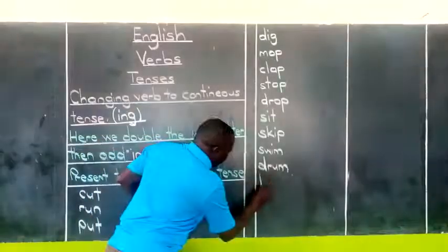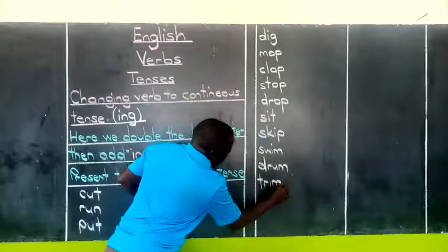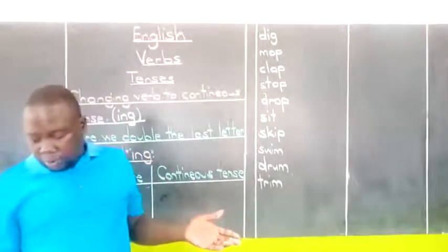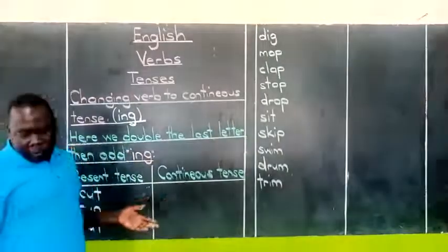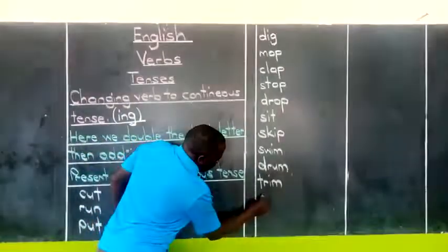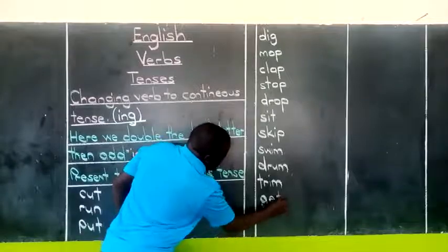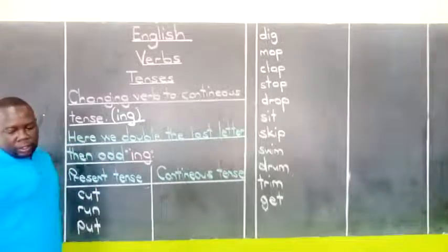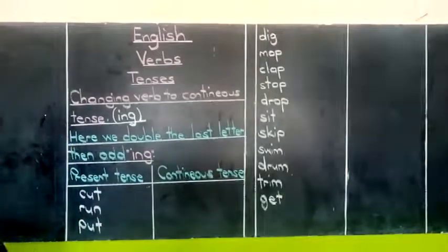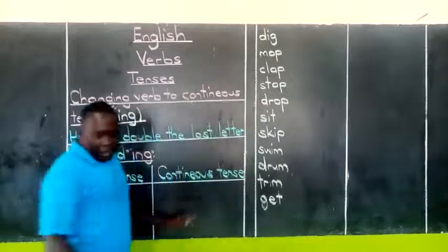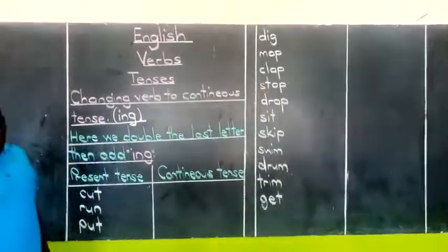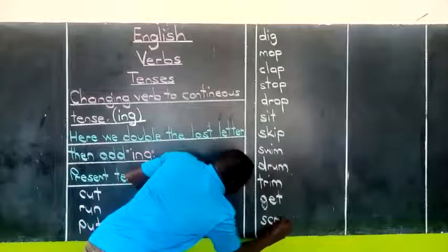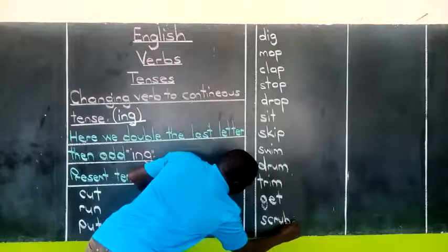Trim. Trim is also a verb. It is not a noun. A noun is a name of anything. What else do we have? We have get. What else? Stop is already there. Then we have scrub.